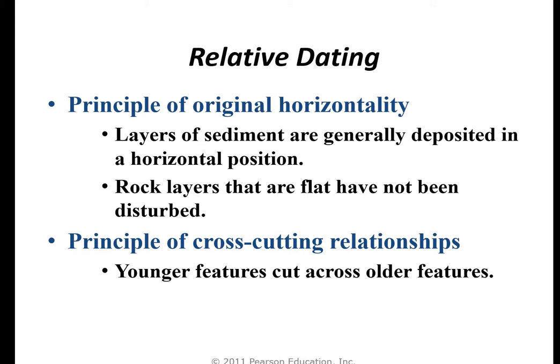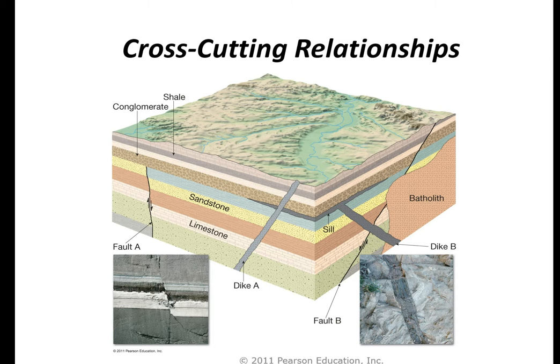And we have other principles we can talk about. The original horizontality principle: layers of sediment are generally deposited in a horizontal position, and rock layers that are flat have not been disturbed. We also see this in the Grand Canyon. Then we have the principle of cross-cutting relationships. And this says that younger features cut across older features. So here's what that looks like, cross-cutting relationships. We see these cross cuts through the rock layers, indicating younger rock.